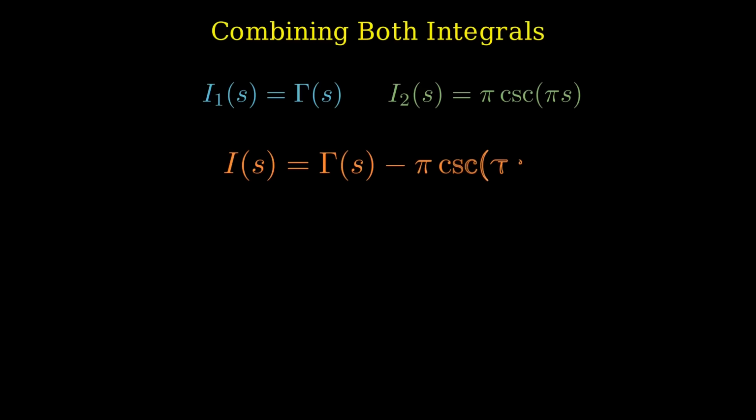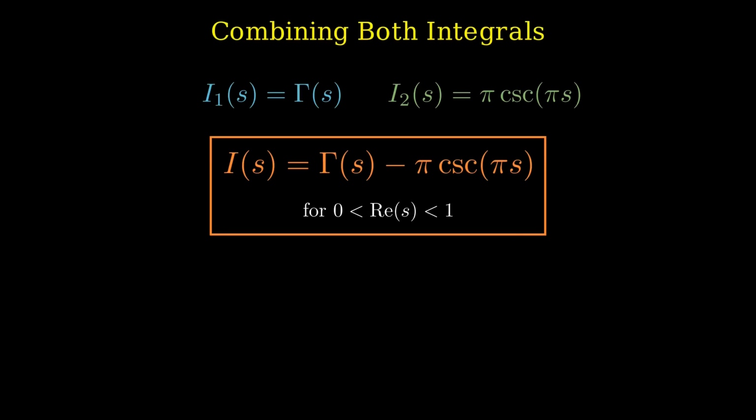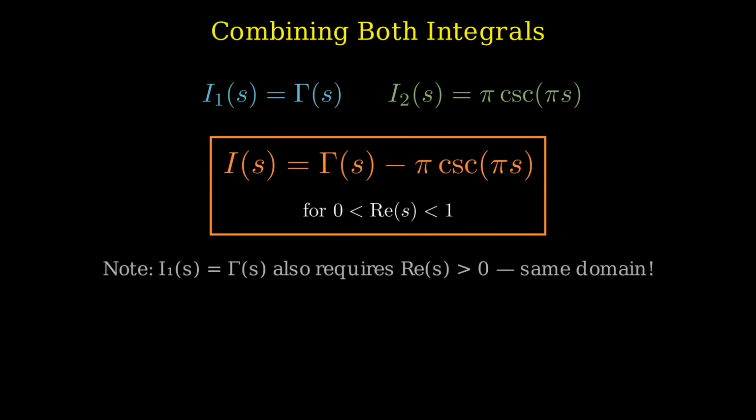So combining our answers, I of s equals gamma of s minus pi cosecant pi s for 0 is less than the real component of s less than 1. But I forgot to mention something. In order to define our left integral, we also need to define a strip of convergence there as well. In this case, the real component of s must be greater than 0, meaning the common domain between the two integrals is 0 is less than the real component of s, which is less than 1.